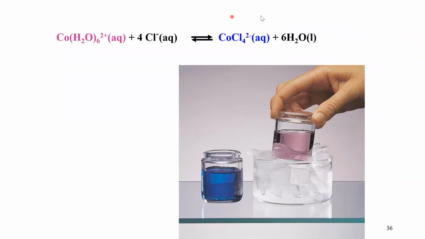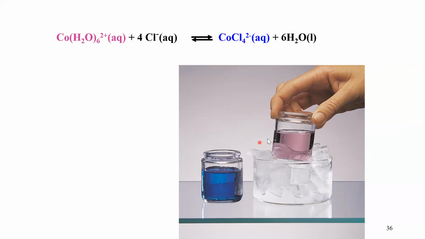All right, so let's look at this one. This is pretty cool. So we have a reaction here. Okay, it's at equilibrium. And a cool thing about this is if the reactants are favored, this complex ion is pink. If the products are favored, this complex ion is blue.